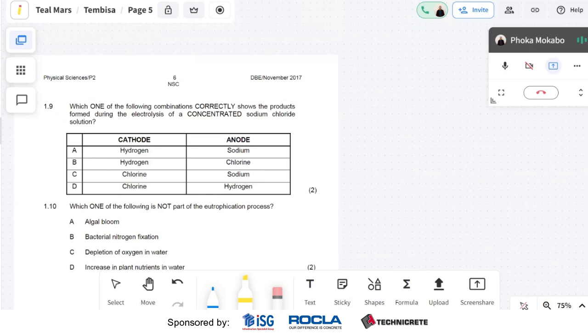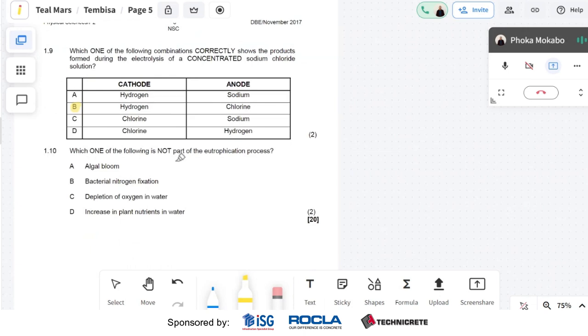Okay, well, sodium chloride would definitely either have sodium or chlorine, or in this case, hydrogen as a product, right? And in this specific case, the answer is B, because in the cathode, hydrogen would take preference over sodium, and in the anode, chlorine would be the other product that is formed, right?